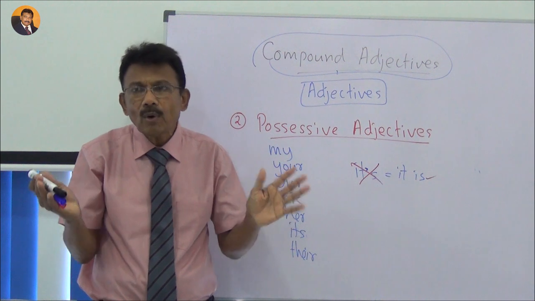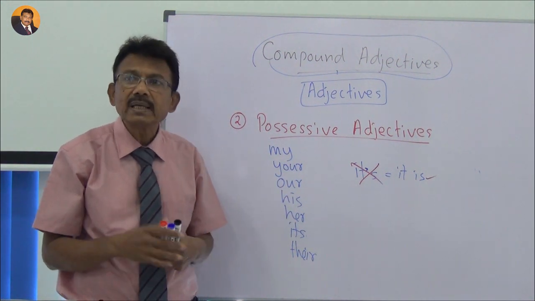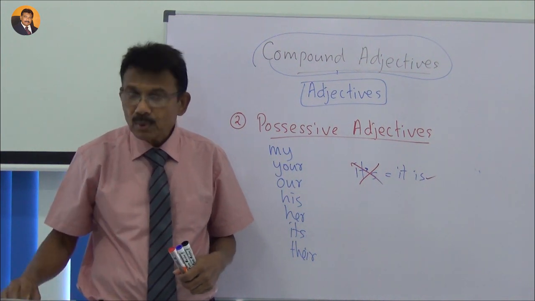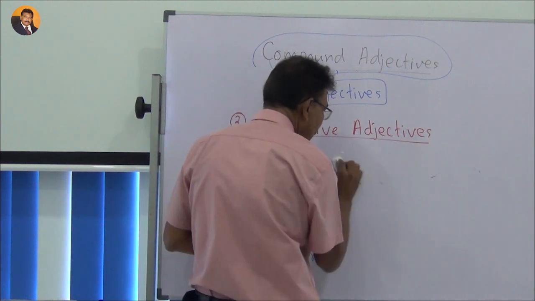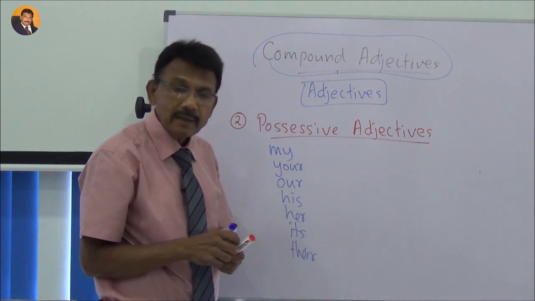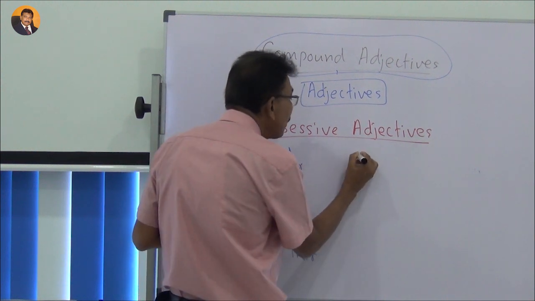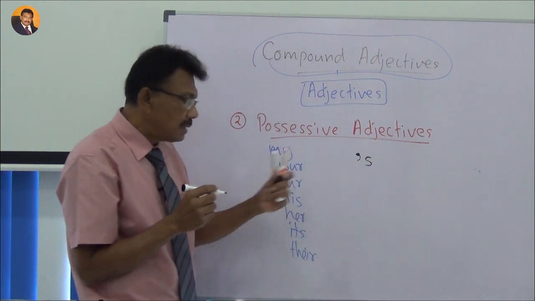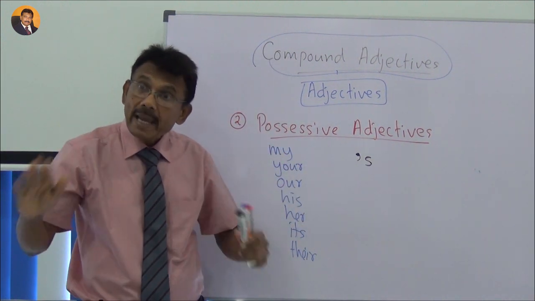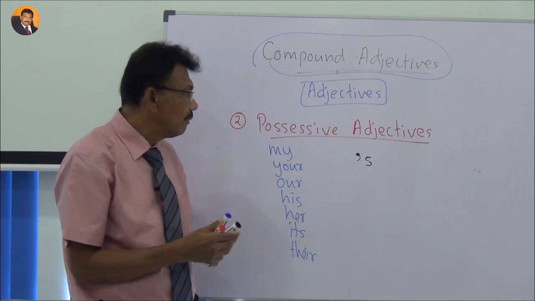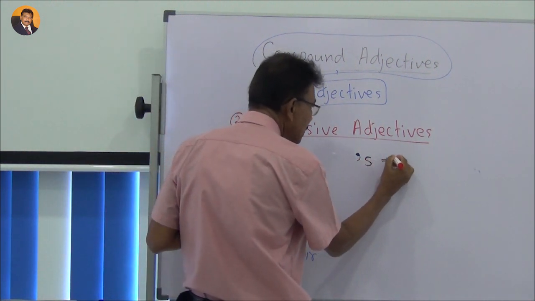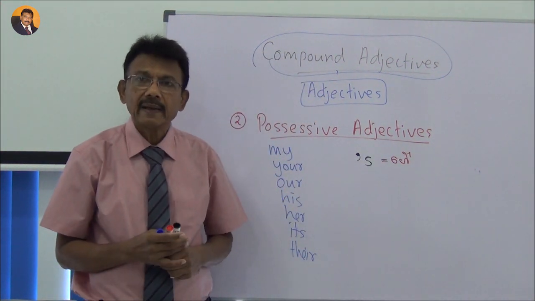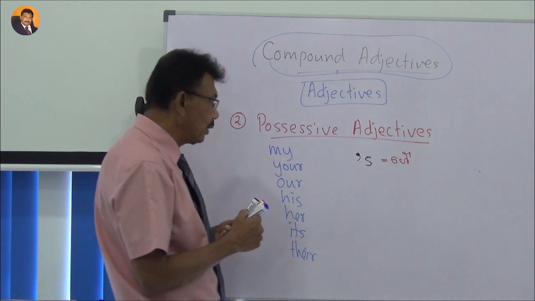We can make some more possessive adjectives by using apostrophe and s. What are we going to use? Apostrophe and s, like this. Look at this also. This can be used to make new possessive adjectives. For example, this apostrophe means "gay" in your language, right? For example, here, look at this.